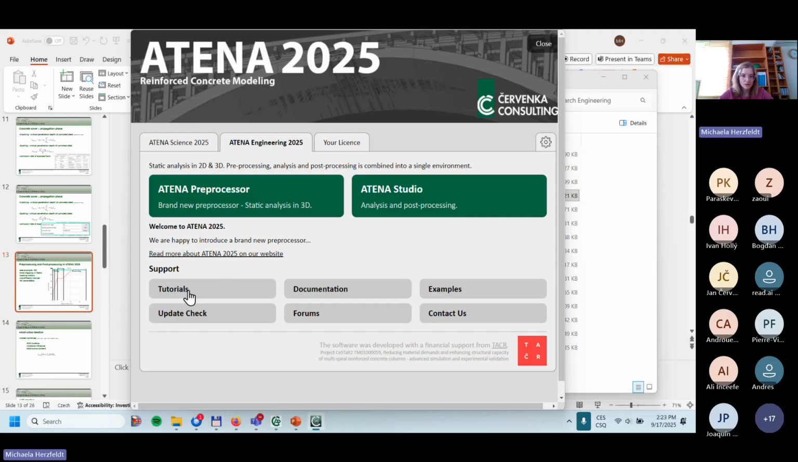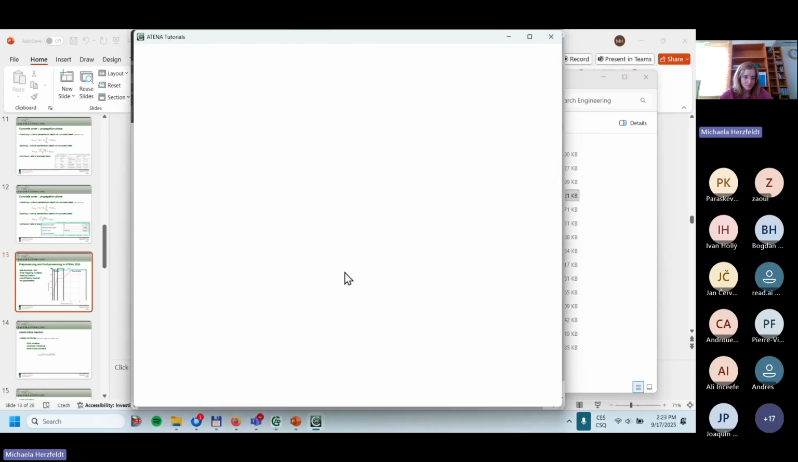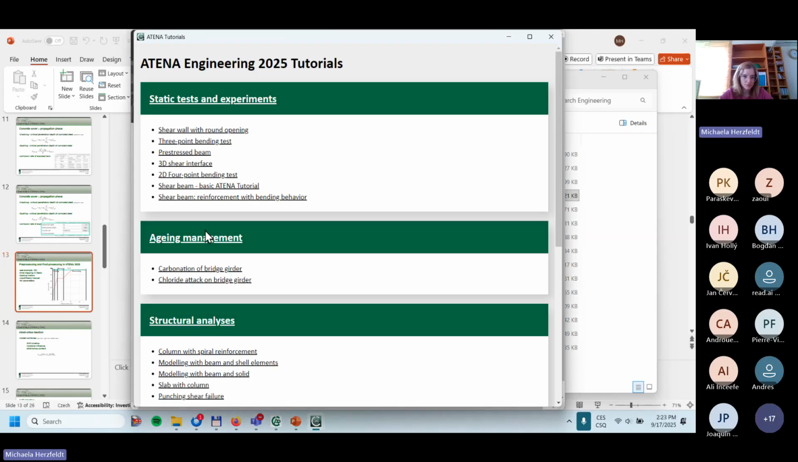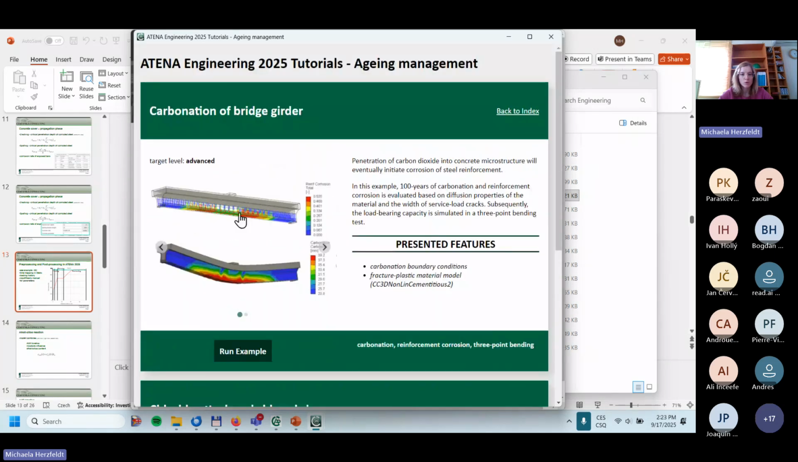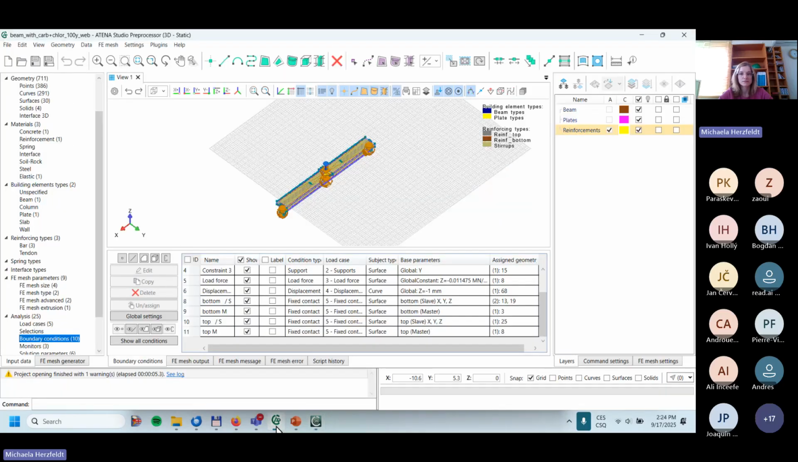Well, now I would also like to show you here that there are tutorials. We have this aging management part, which has two examples, carbonation and chloride attack. As you can see, it's the same structure. So I basically borrowed this structure, so you can also test it on your own, and we will go through just those extra steps for the durability analysis.